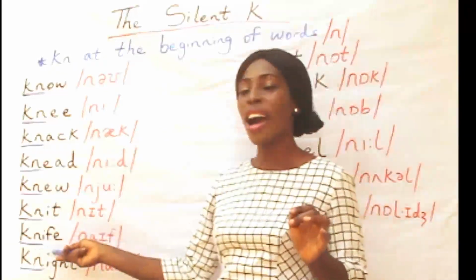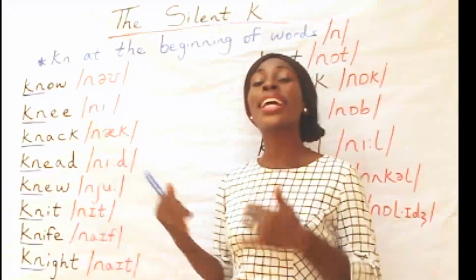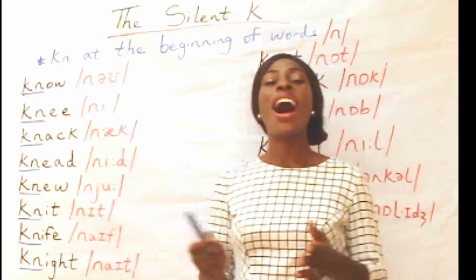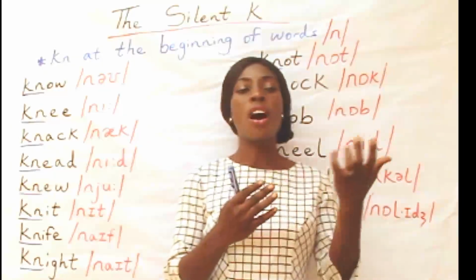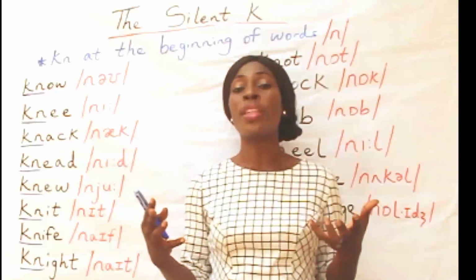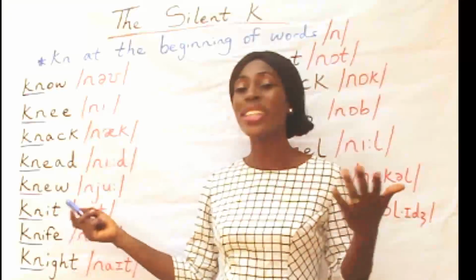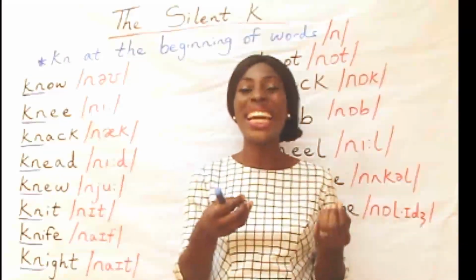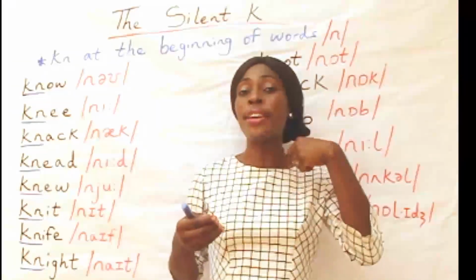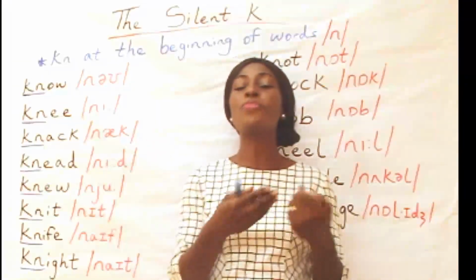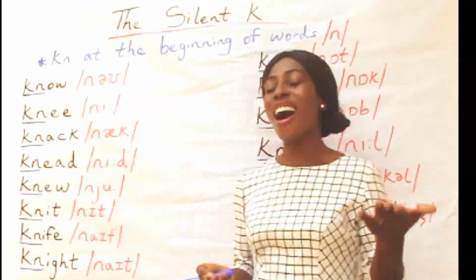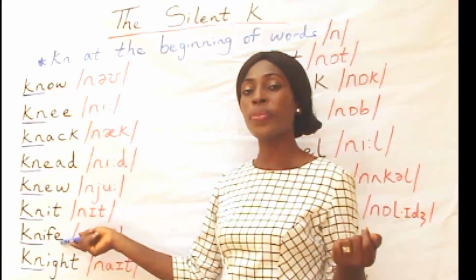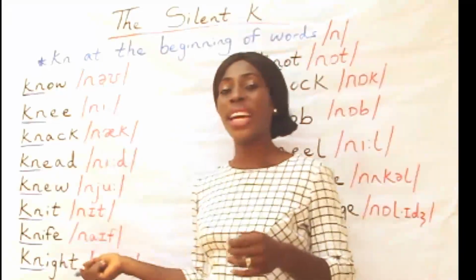Now the next word we have is knife. Not k-nife. That is wrong. The K is silent. So the word you have here is knife. A knife is a sharp blade with a handle used for cutting. You can have your knife in your kitchen. You can have your knife on the dining table. When you want to eat, you have your cutlery, your eating knife, which you use with your fork. And you could also have a bread knife for cutting bread. Everyone has a knife. So the word is not k-nife. It is knife.